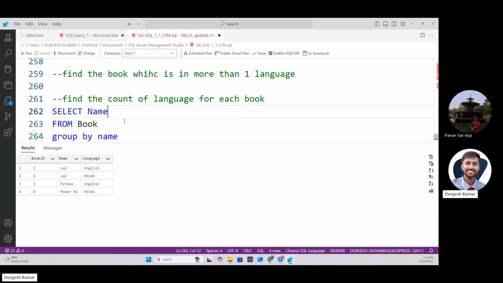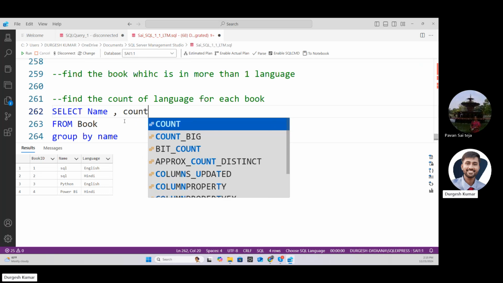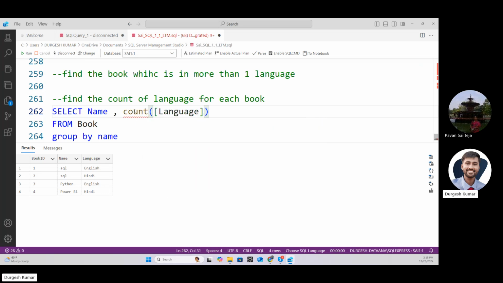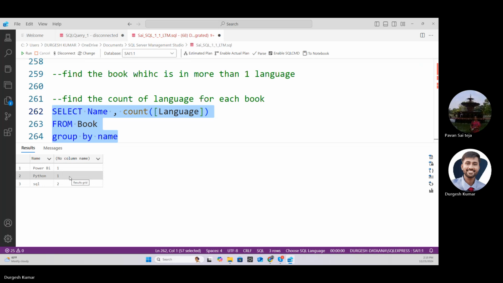Now, what you wanted to do as an aggregation, it's written in your question: count of language. That's it. When you run this, you will get the first half of the answer. Look, you got the answer? The same thing you did in your mind. You counted the language for each book, and then you told me, oh, SQL is in two languages, right? Now, when this was in your mind, what did you do? You filtered out this row.